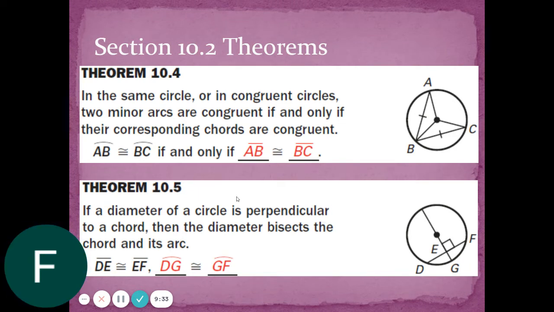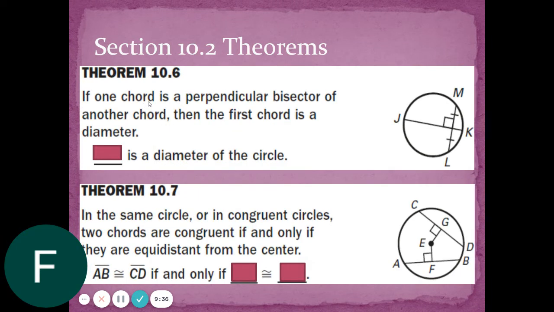All right, next we have theorem 10.6, where it says if one chord is perpendicular to the bisector of another chord, then the chord is the diameter. So this is just the converse of the last statement, where we said if the diameter is perpendicular to a chord, it bisects it. This one's saying that if a chord is a perpendicular bisector, then the chord is going to be the diameter. So here it is. JK is now going to be the diameter because it is perpendicular and it bisects the chord.